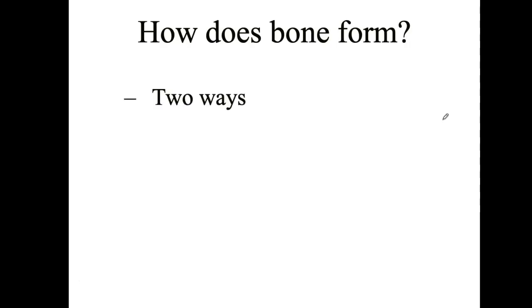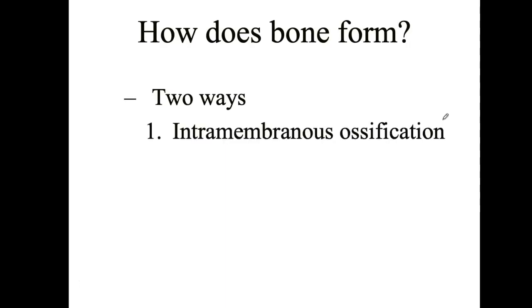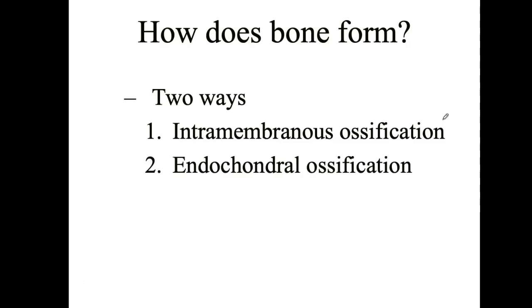So there's 2 very different ways in which bone forms in a little developing embryo. One of them is called intramembranous ossification. So ossification is becoming bone. And the other one is called endochondral ossification. So right away, you should think this has to do more with a membrane, and this has to do more with cartilage, because chondral is cartilage.